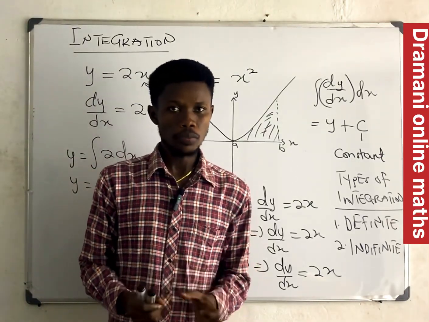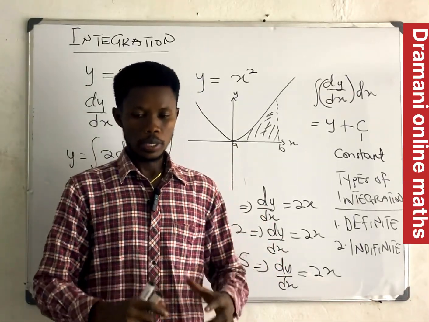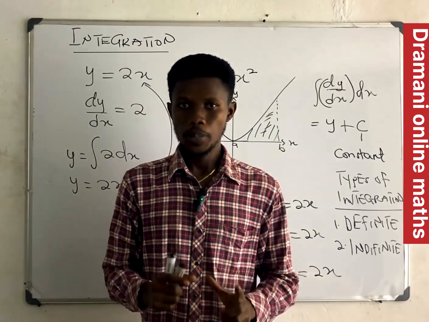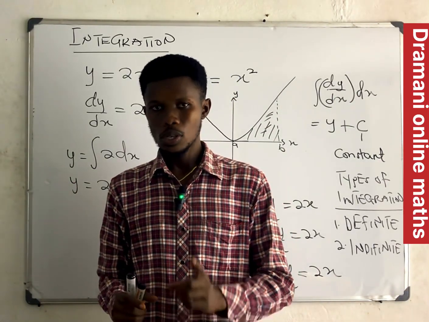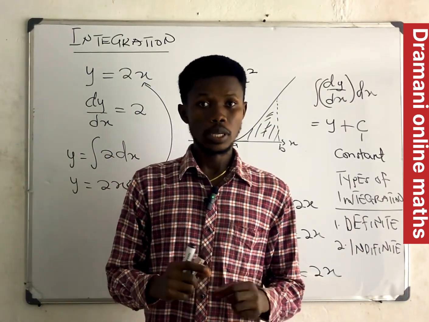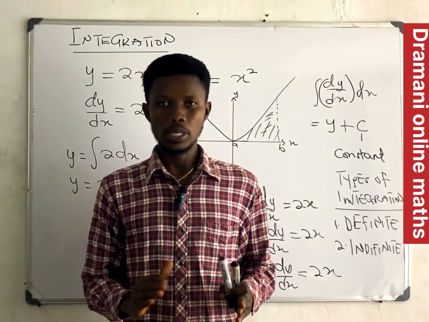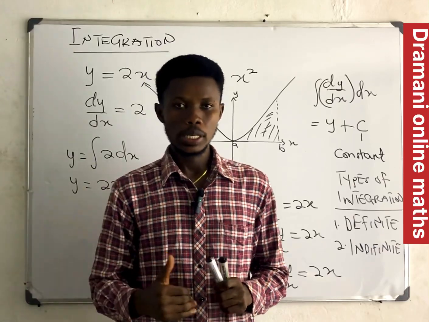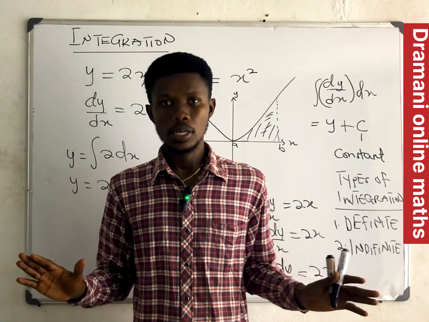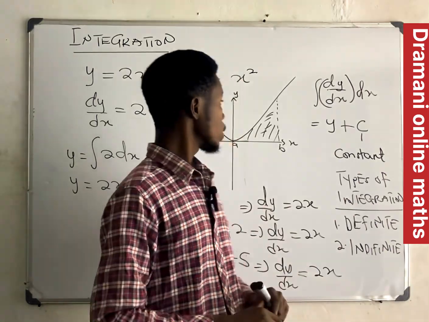When we say something is definite, that means you know the end point. You know that when you start from 1, you end at 5, or when you start from 3, you end at 4. But for the indefinite, you might not know the starting point nor the ending point. So that's the difference between the definite and the indefinite. For the indefinite, where you might not know the starting point or the end point, we introduce the constant. But for the definite, we don't introduce any constant. Is that okay?